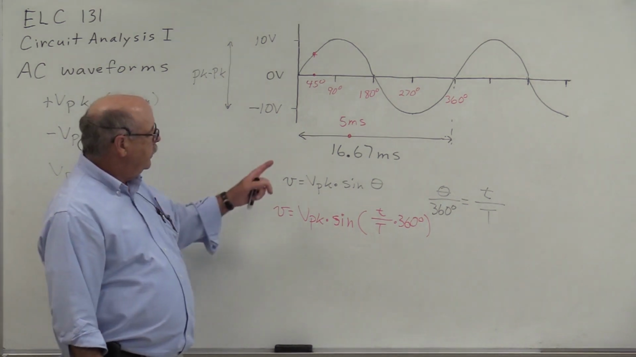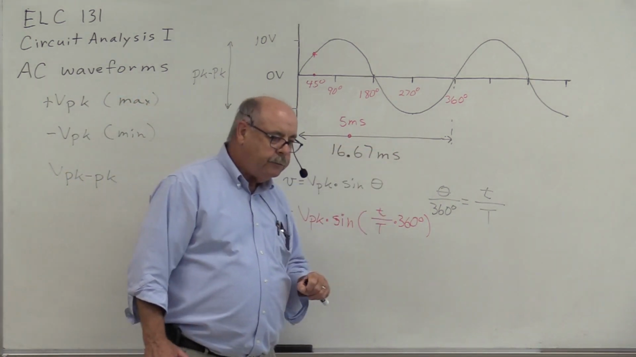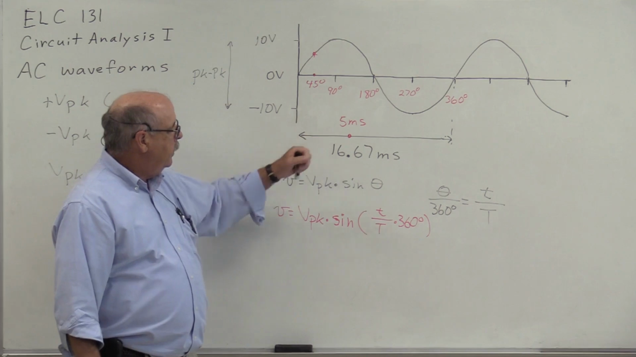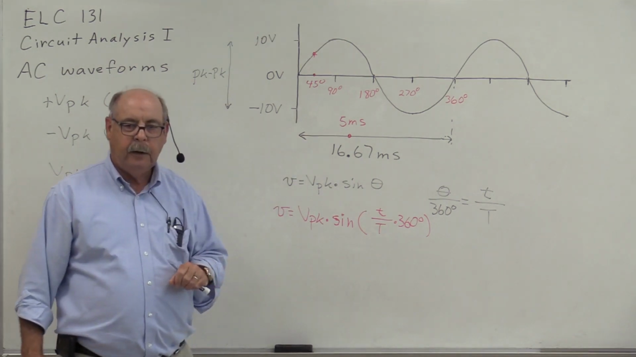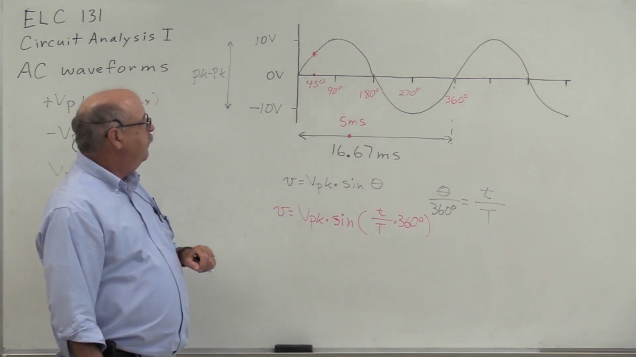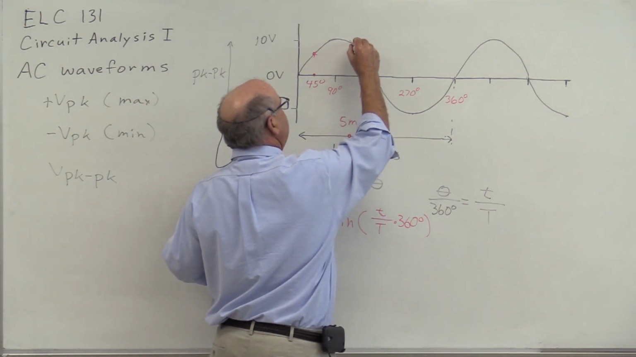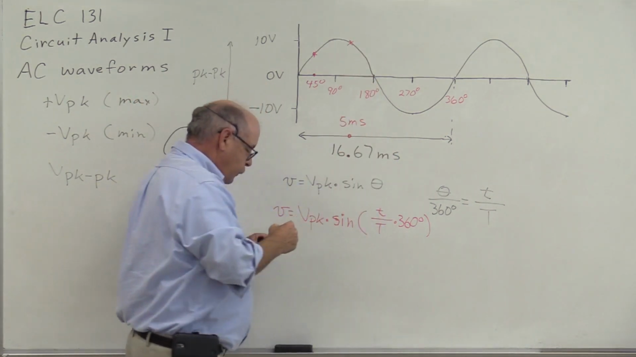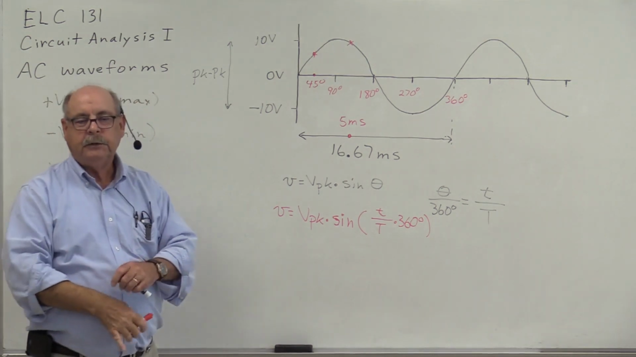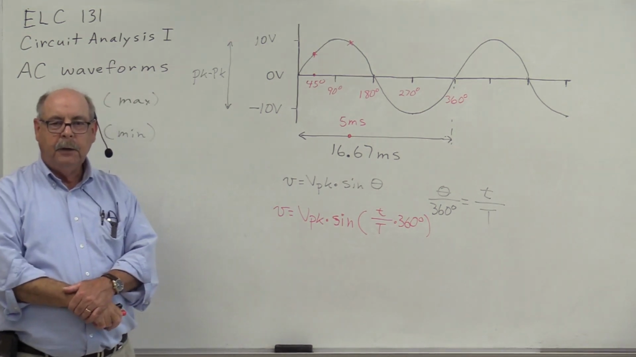So if I'm given the time of one cycle and the peak value, I can determine the voltage at an instant in time, such as 5 milliseconds.